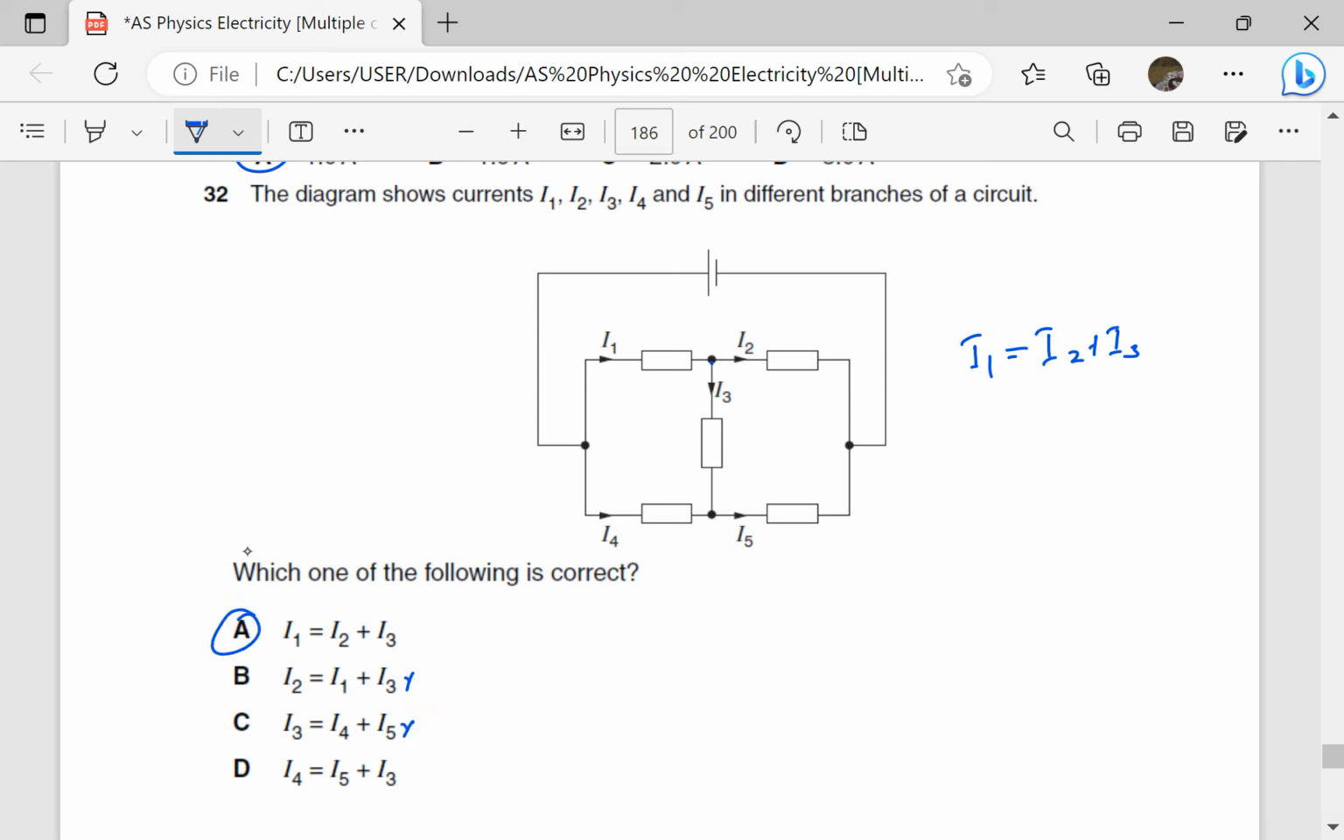This one is wrong, this one is wrong, this one is wrong, because the other equation would be, at this junction, I3 is entering, so we can have I3 plus I4 also entering, giving us I5, which is leaving. That is the other equation we can have, and I don't see it here. We don't have such an equation here, so it is either this one or this one, which we don't have here, so we have only that one.